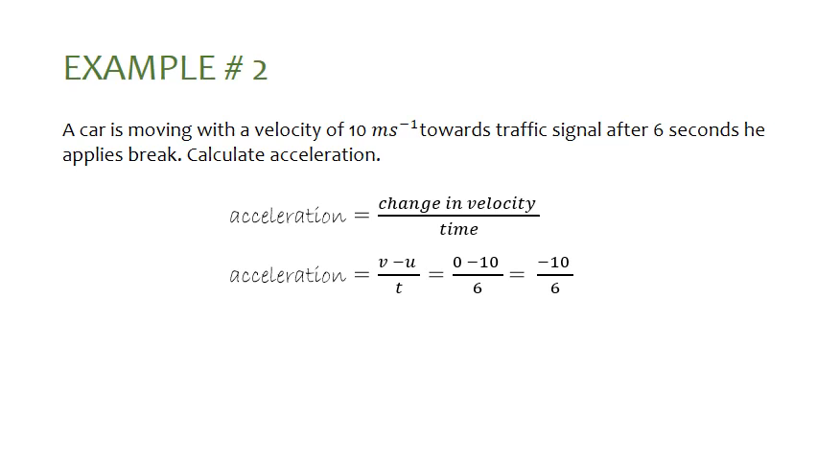Because the body has applied brake, that means its final velocity will be taken as 0 meter per second and initial is 10 meter per second. Now use time in seconds. After solving this, we will get minus 1.66 meter per second squared. So here acceleration will be named as retardation or deceleration due to the negative magnitude.